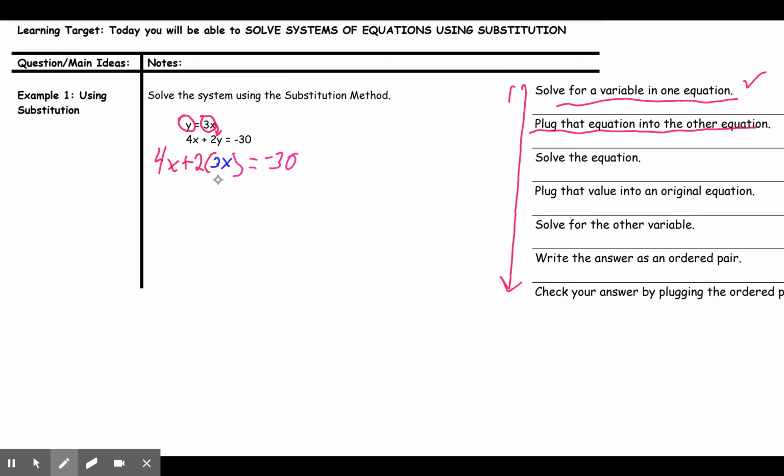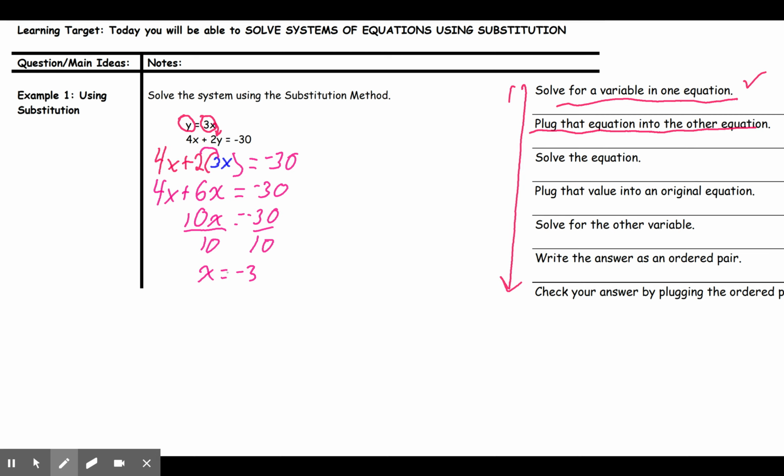We then go ahead and start doing some simplifying on the left side, where we have 4x plus 6x, right? We distribute, or multiply, that 2 times the 3, and the right side is still negative 30. And now you're back to your old solving equations, right? You just collect your like terms. This is 10x equal to negative 30, and then you'll divide by 10. You're left with x is equal to negative 3.